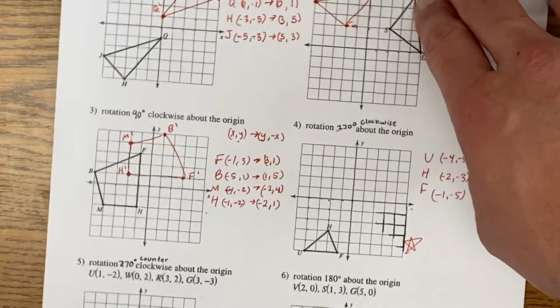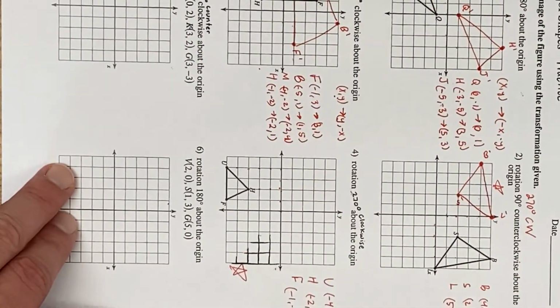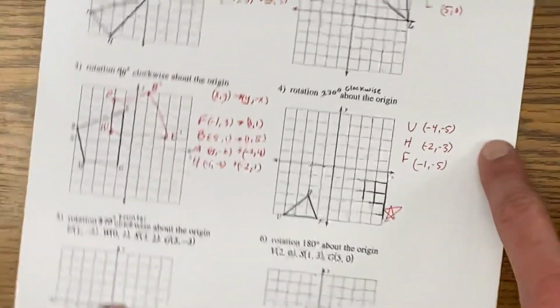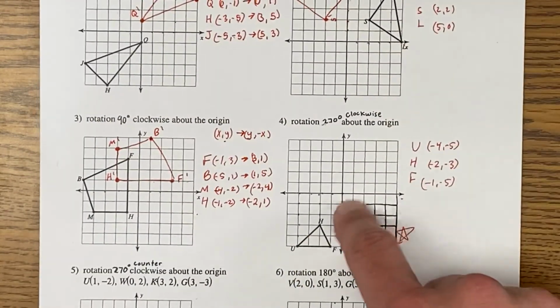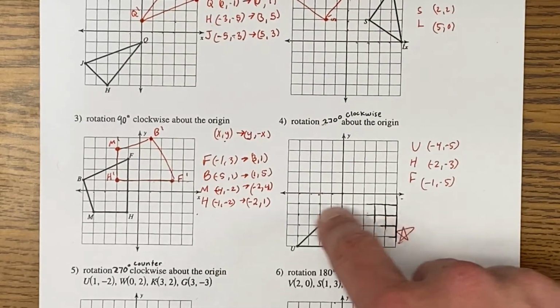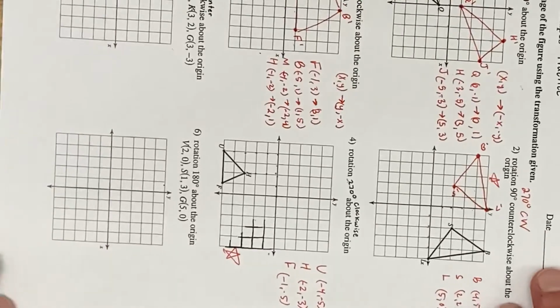So if we do this, now it's bottom left. Where did our shape start out? Bottom left. Where do we want it to end up? Over here. So now we have to make this quadrant appear to be bottom left. We do that by turning our paper.